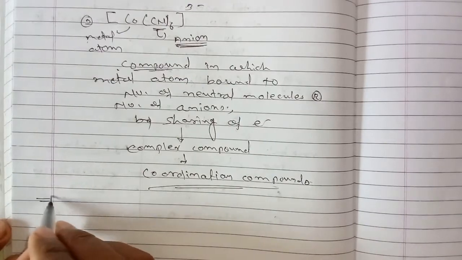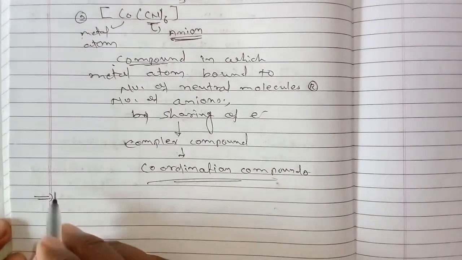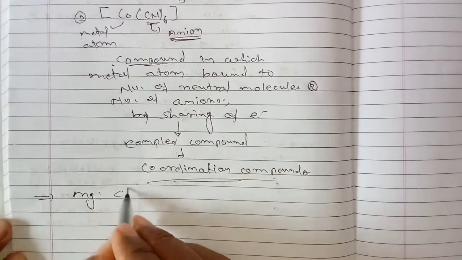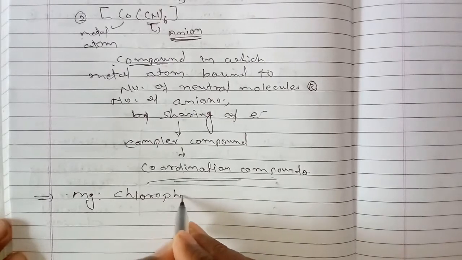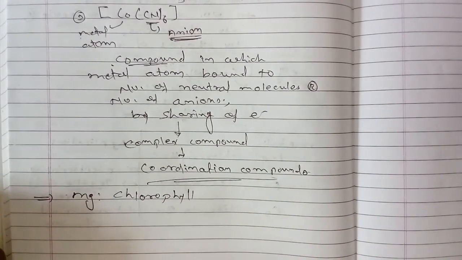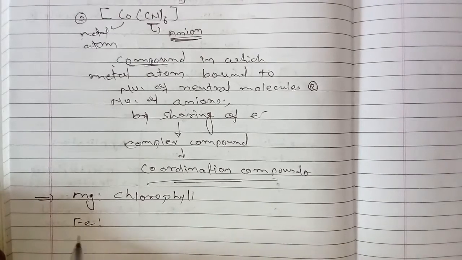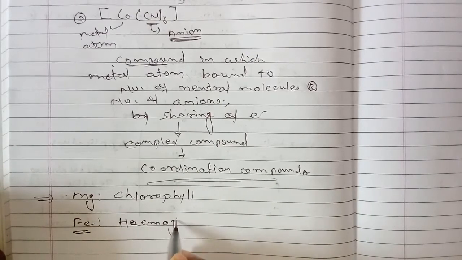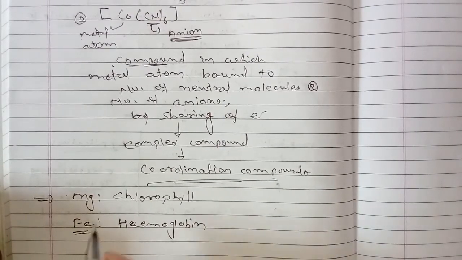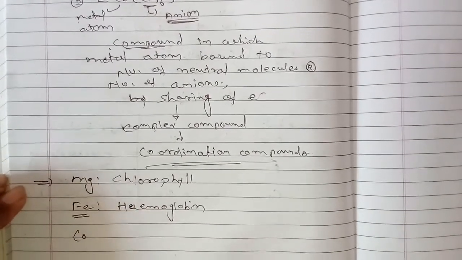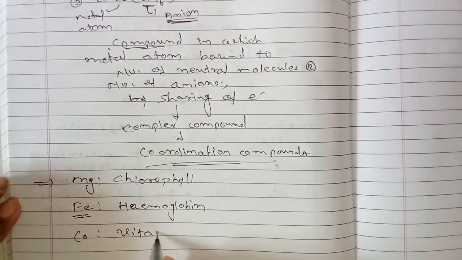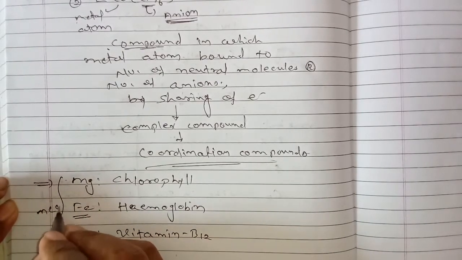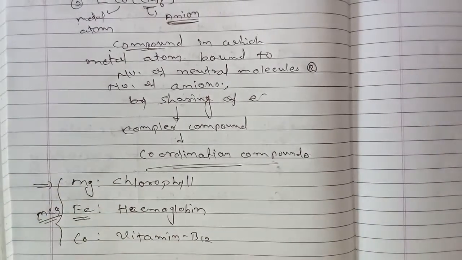Some metals are bound as complexes, like magnesium in chlorophyll, iron complex in hemoglobin, or cobalt in vitamin B12. It is important for MCQ or competitive examinations also.